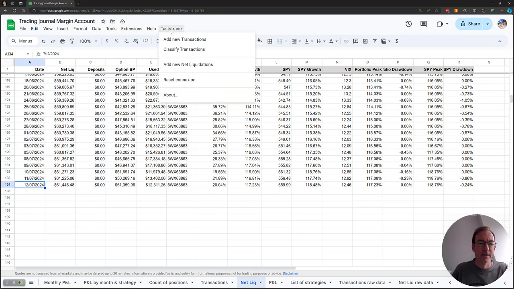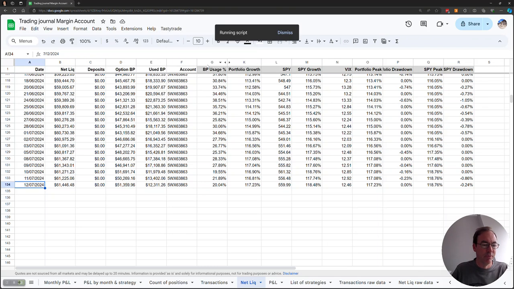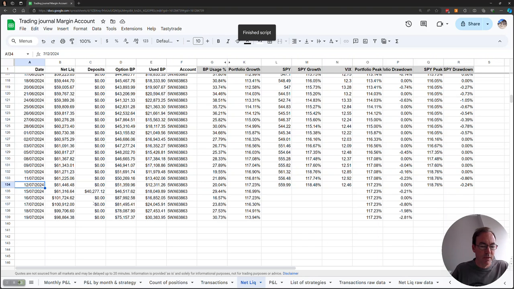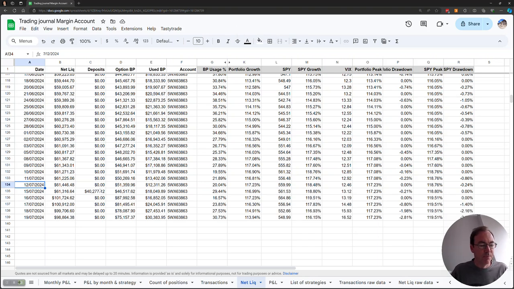Let's go ahead and click the button, add new net liquidation, and this will also take care of any deposits that may have happened on the account. Here we are. As you can see, the deposit was clearly fetched here in the spreadsheet. What's important to note is that the portfolio growth is actually capturing this event. You can see on the 15th of July there is a deposit.